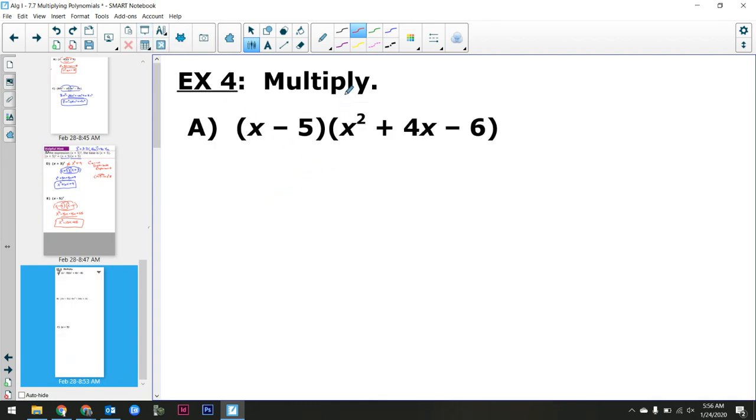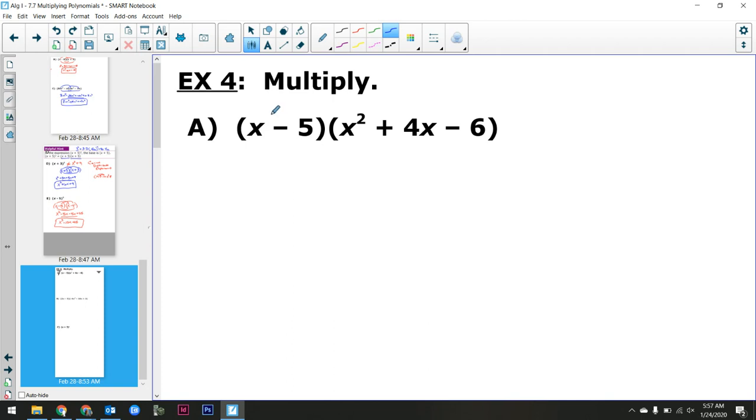Okay, now here's where it starts to get real funky. So, you know, foiling was for a binomial times a binomial. What if you've got a binomial times a trinomial? Well, remember, essentially foiling was just using the distributive property. So all I'm going to do here is just use the distributive property.